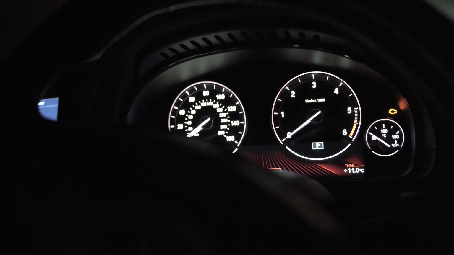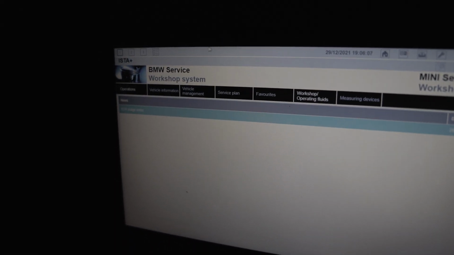So we connect our E-net cable. After that, open ISTA. Connect to the car.